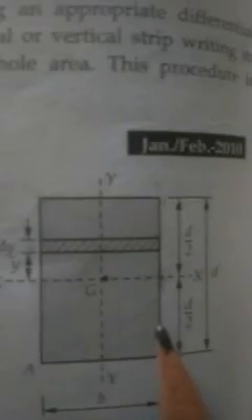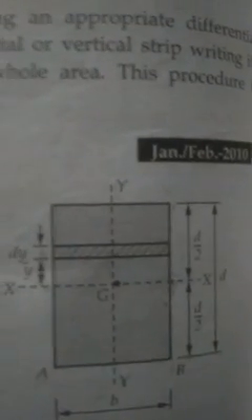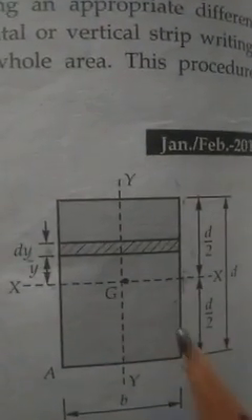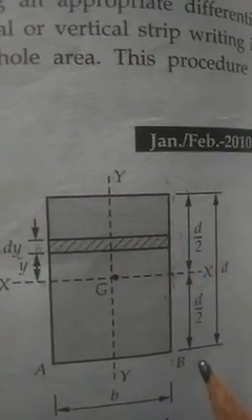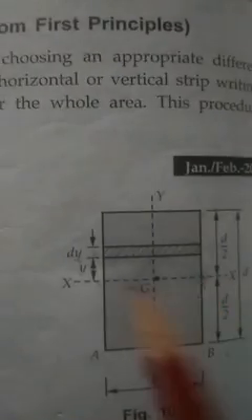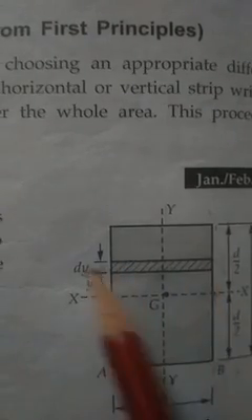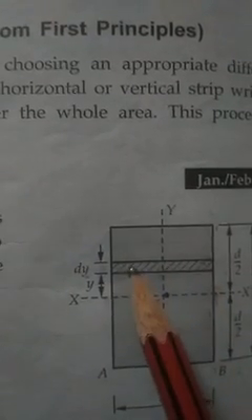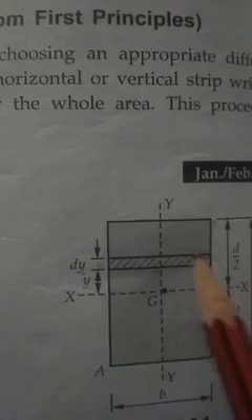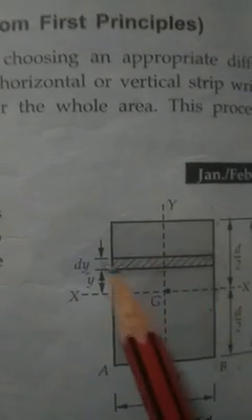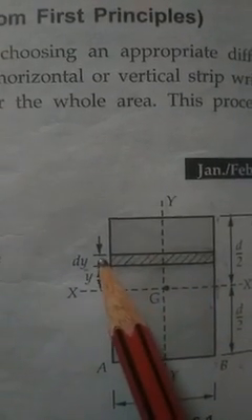You have to know this as soon as you see the figure; all this you have to remember. Plus d by 2 is the upper limit and minus d by 2 is the lower limit. For the elemental area, the moment of inertia is the area of the element into the square of its distance from the reference axis.